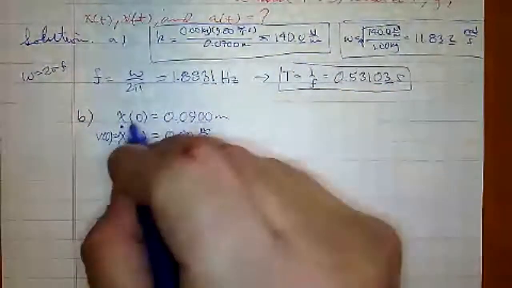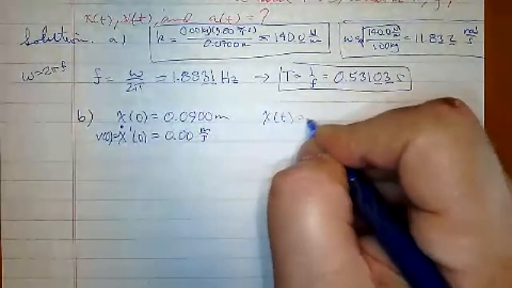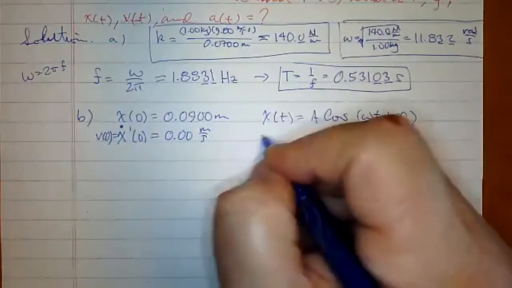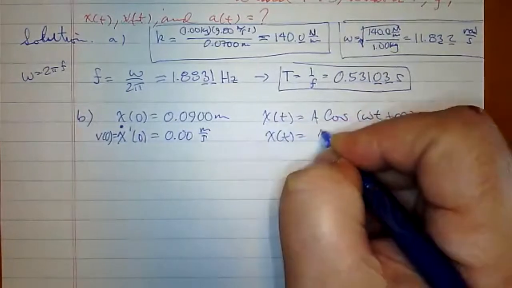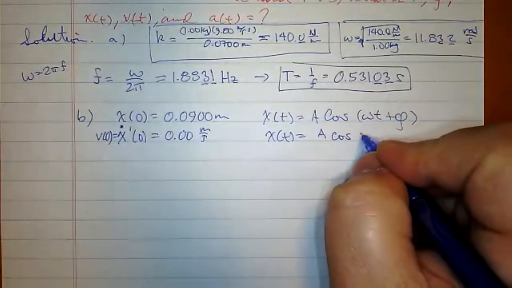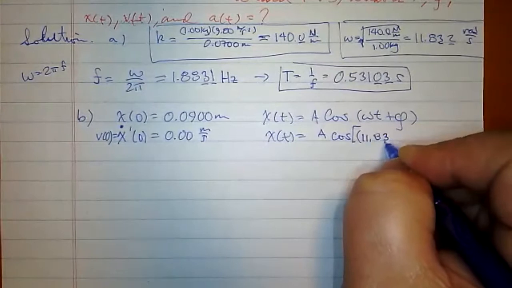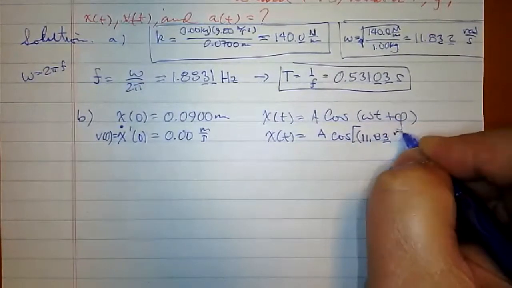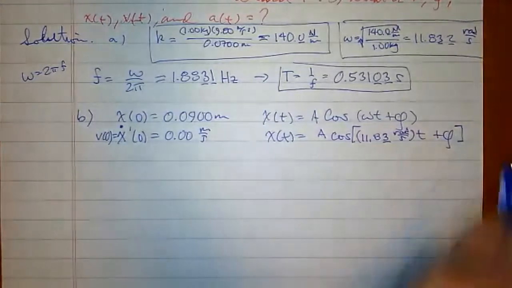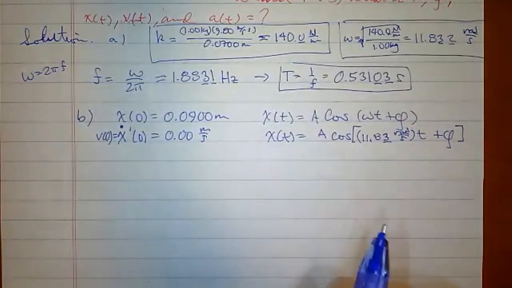So what I've got is x of 0. If I look back, remember x of t is supposed to be a cosine omega t plus phi. So x of t is equal to a cosine, and our omega turned out to be 11.83, in radians per second, times t plus phi. That's an extra digit, that's fine. So that's what my x of t is, but I'm not finished yet. I still got to figure out phi and a.